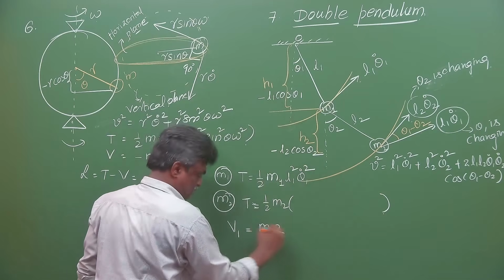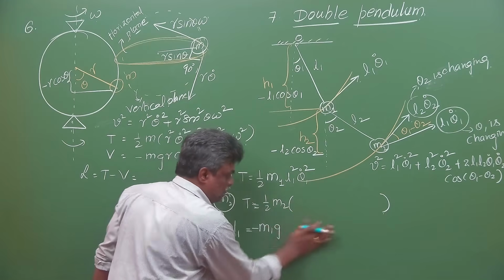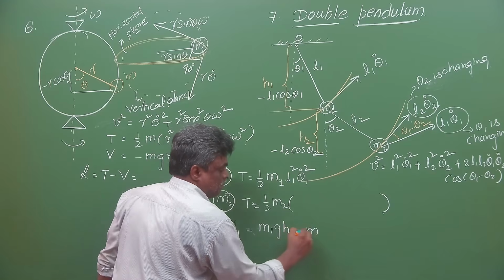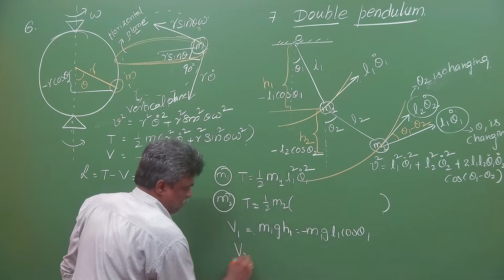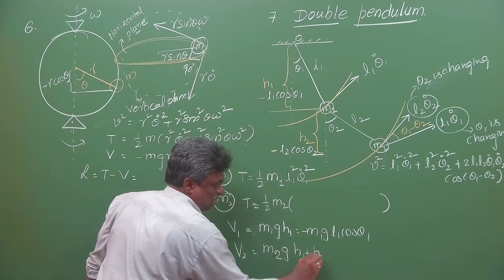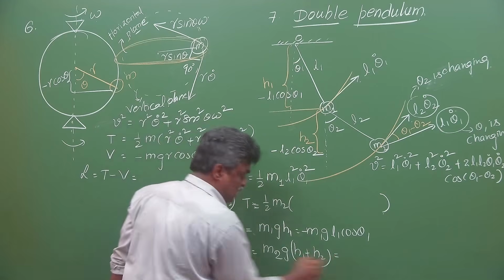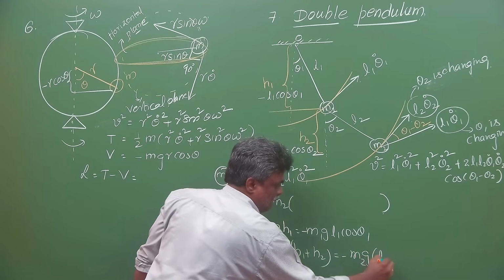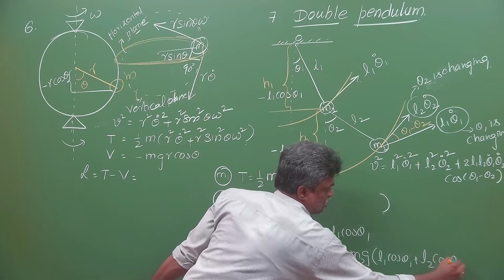M1 g h1. If you are having trouble, sir, I will forget again, then write like this. Minus M1 g L1 cos theta 1. I am writing V2 M2 g (h1 plus h2). Just substitute h1 h2. Don't get a tension. Both minus M2 g, come on, (L1 cos theta 1 plus L2 cos theta 2).